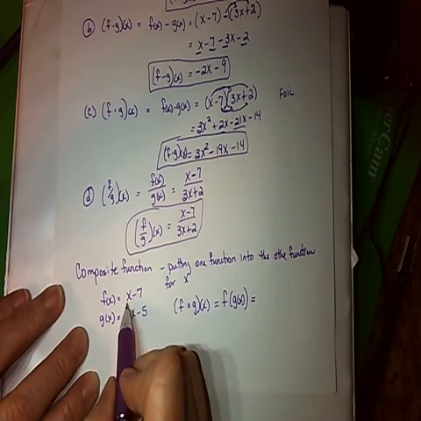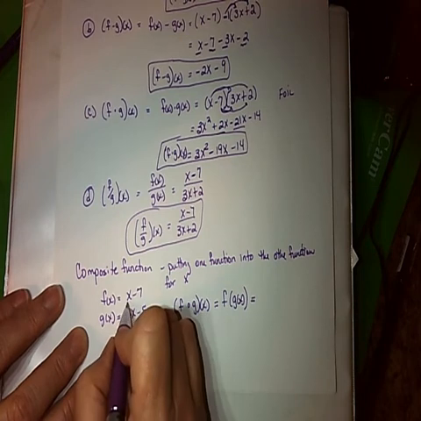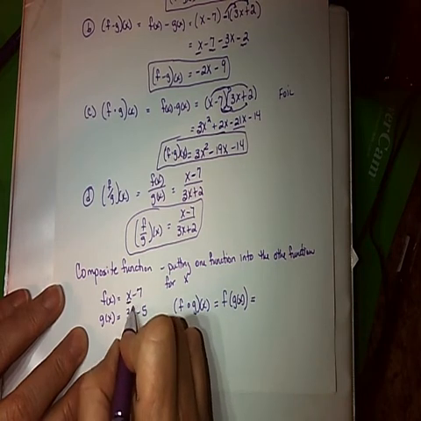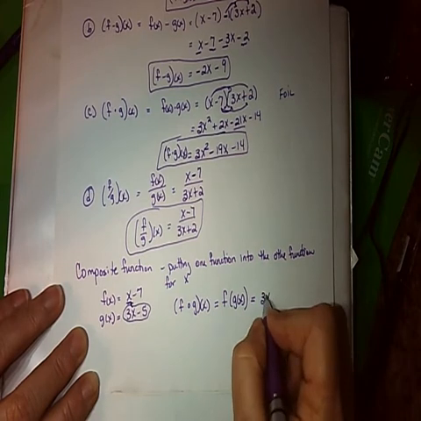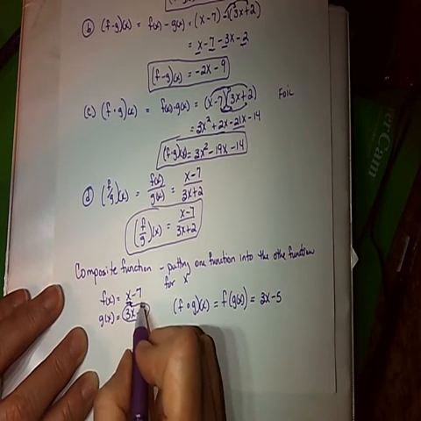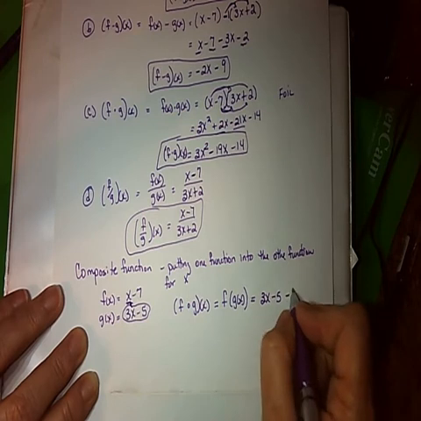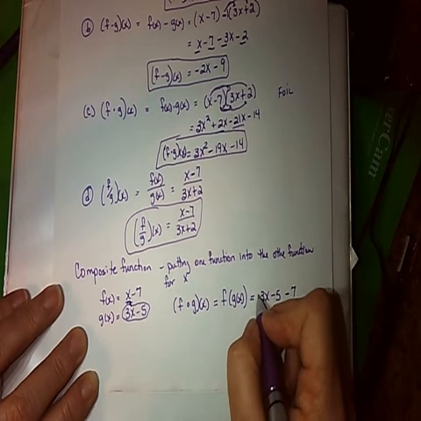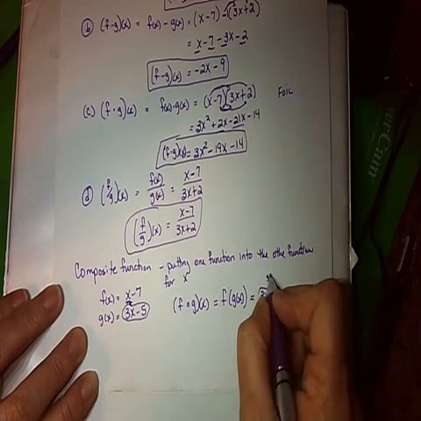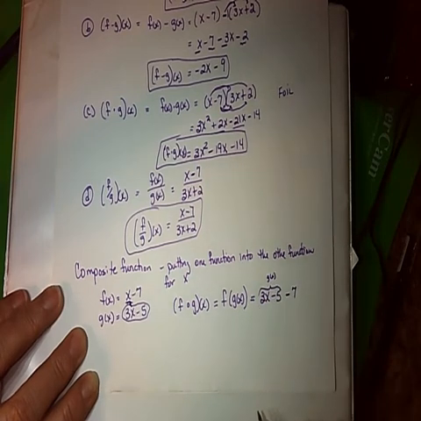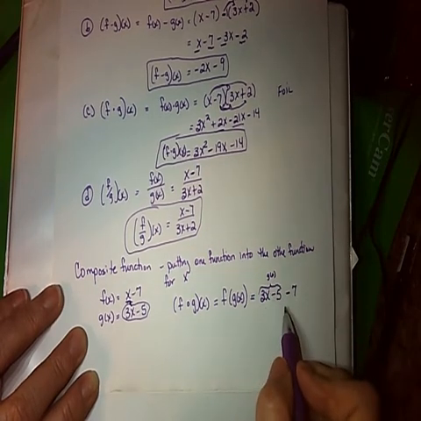So my f function is x minus 7. So in place of the x, I'm putting the 3x minus 5. So I'm going to have 3x minus 5. And then I've got to tag on my minus 7. This right here is my g function, and I put it into my f function.